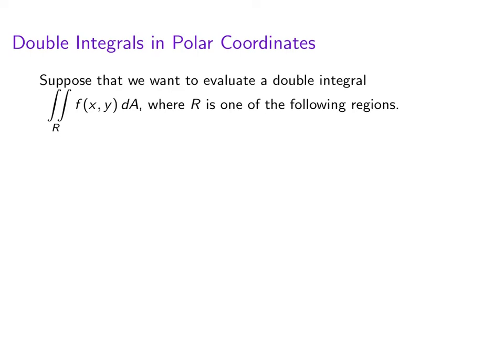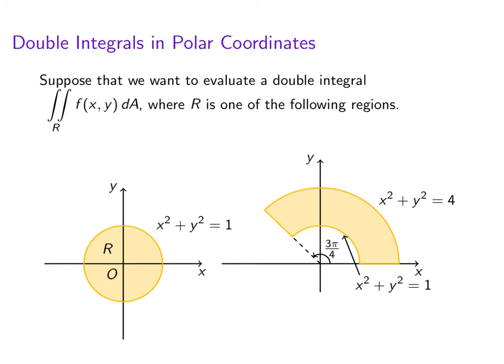Hello, calculus fans. All right, we're going to try to evaluate double integrals over regions that look like this. The region could be a disk, like what you see on the left side, or it could be a sector of an annulus. What's an annulus? An annulus is where you take a disk and then remove from that disk a concentric smaller disk. So then you get like a ring.